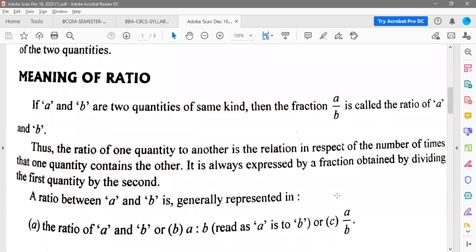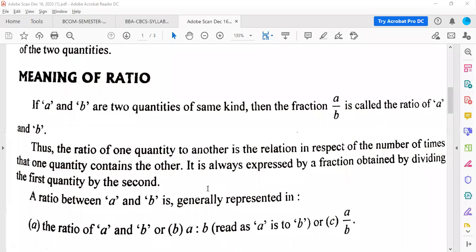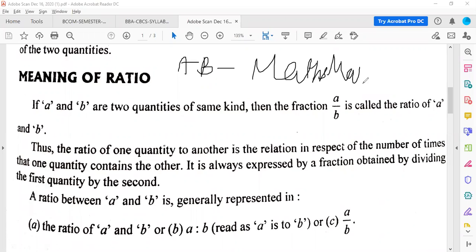Now let us understand what ratio is in detail. We understood the concept behind the ratio, so now let us understand what we mean by ratio in detail. If A and B are two quantities, as we had students A and B and their maths marks, correct? Here A and B are two quantities of the same kind. What is the same kind? Maths marks is the same kind.